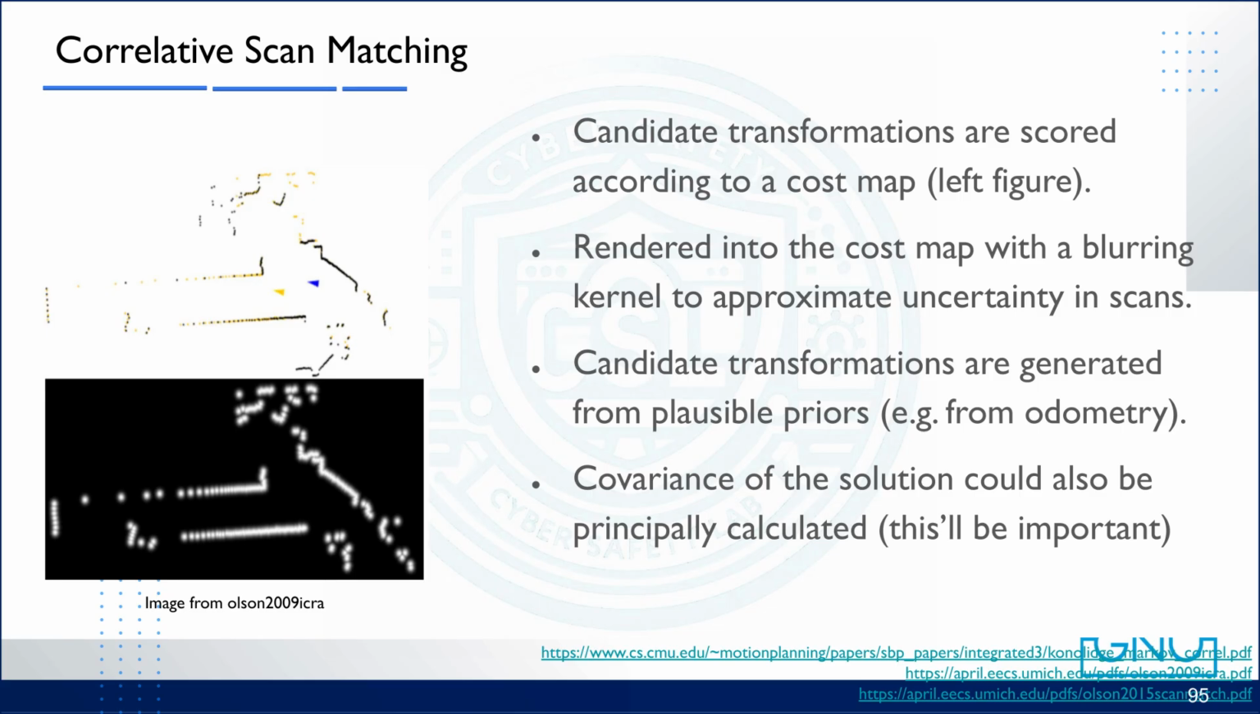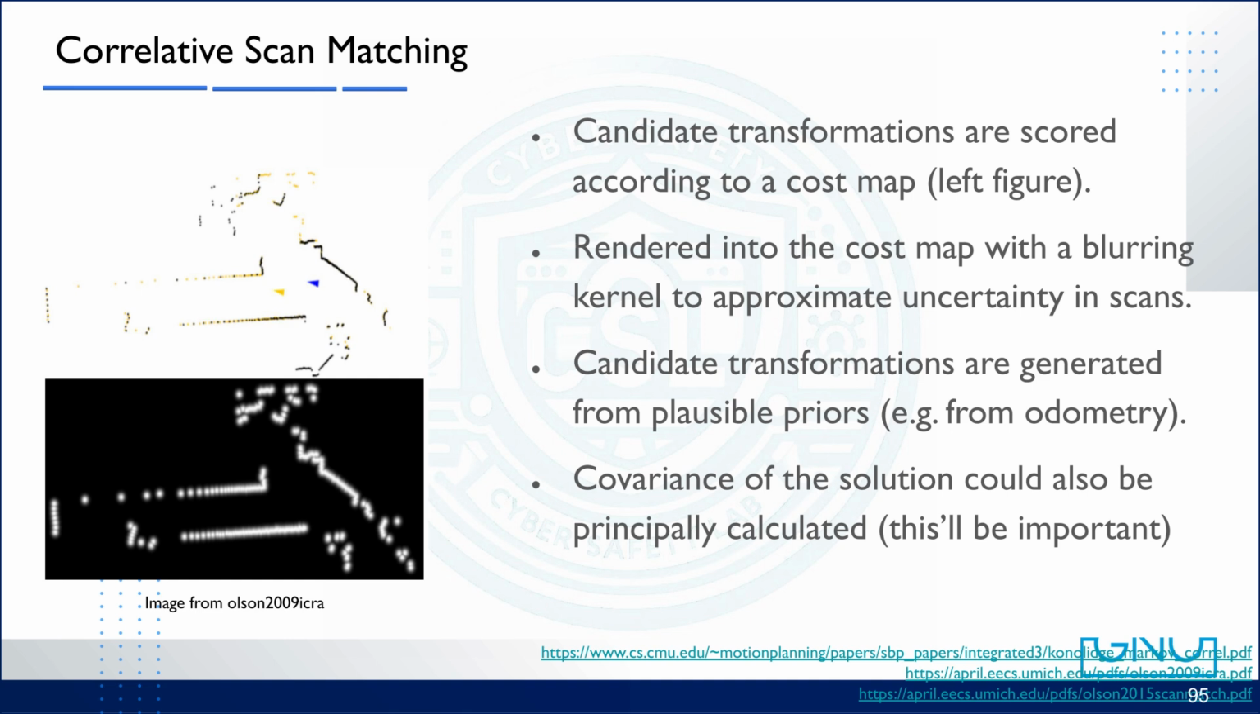First, we generate a cost map, which assigns scores to possible transformations. Think of this as a 2D map where each position reflects how likely a scan aligns at that pose. To handle sensor noise, the LiDAR scan is rendered into this cost map using a blurring kernel. It spreads out each laser point slightly, modeling the uncertainty. Candidate transformations are then generated, typically centered around a prior, like an odometry estimate. Each candidate pose is scored by projecting the scan and looking up values in the cost map.